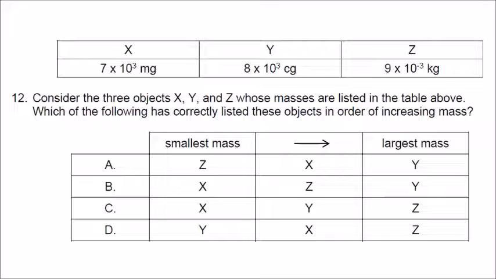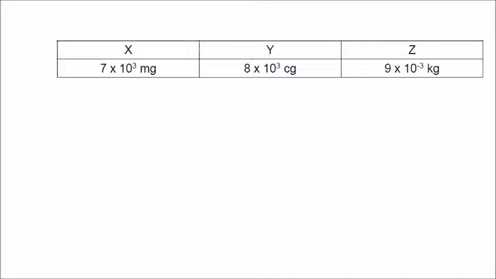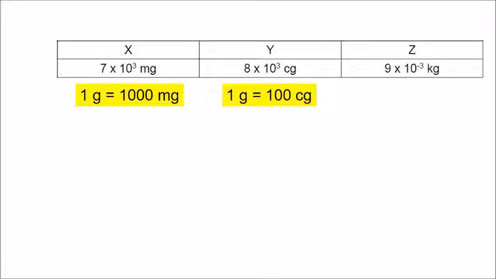Number 12, consider the 3 objects X, Y, and Z whose masses are listed in the table above. Which of the following has correctly listed these objects in order of increasing mass from smallest to largest? Let's start with object X. Now we remember from our knowledge of the metric system that there are 1,000 milligrams in 1 gram. And we have, for centigrams, there's 100 centigrams in 1 gram, and then there's 1,000 grams in 1 kilogram. So these will help us with objects X, Y, and Z do conversions, to get them all into grams, that would be a nice way to compare them.